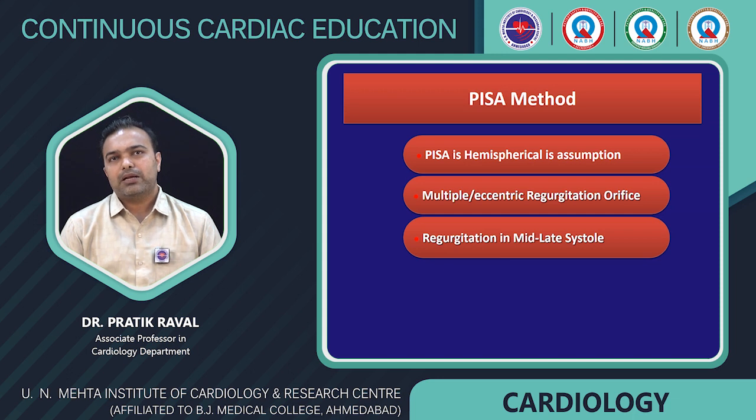Sometimes there are multiple or eccentric regurgitant jets, in which case the PISA is not very useful, and in patients with only late MR, this method will overestimate the mitral regurgitation.